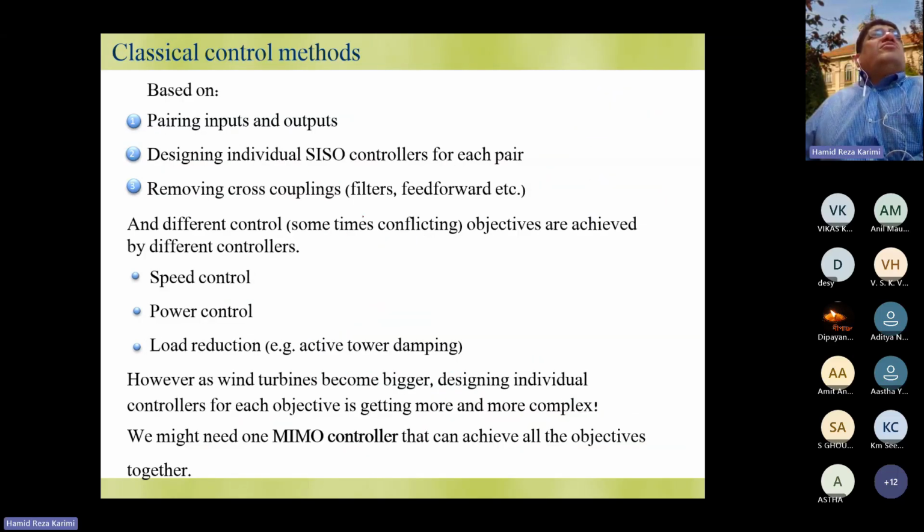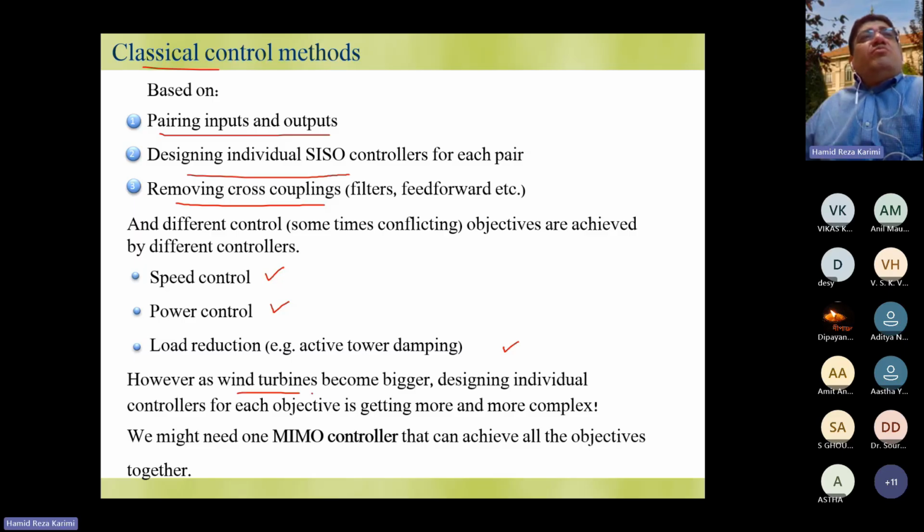Okay, so classical control, for example, is based on pairing input and output, designing individual single-input single-output controllers, and removing the cross couplings. These are some traditional techniques we have in classical control. You can do speed control, power control, and load reduction. However, as the wind turbine system becomes bigger, designing individual control for each objective is getting more and more complex. So that's it.